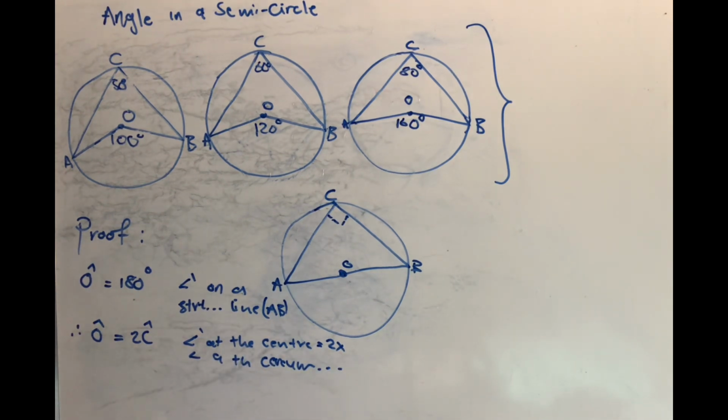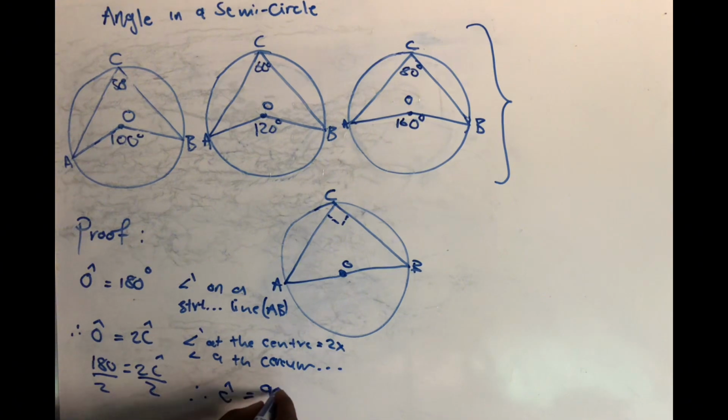But now we know angle O is what? It's 180. From here, angle O, 180, equals 2C. We divide both sides by 2 to get angle C. Therefore, angle C, 180 divided by 2 is what? 90 degrees. So this proves that the angle subtended by a diameter is what?